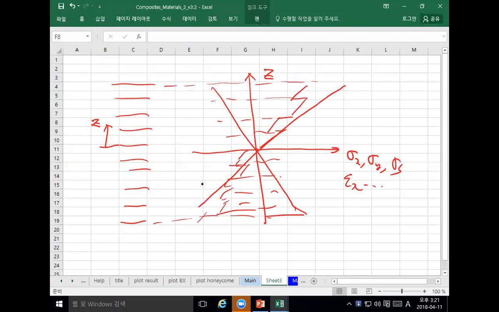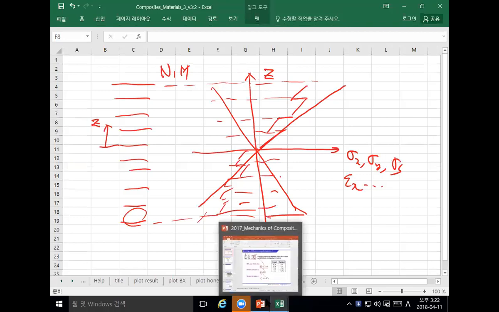Forget about all the procedures, but we specify the ply number, materials, and angle, and given. And then we apply what? N and M, and this will be the output. Okay, this is our goal. We are trying to add this module. Just Excel functions. How do we do that? This is Z, by the way.